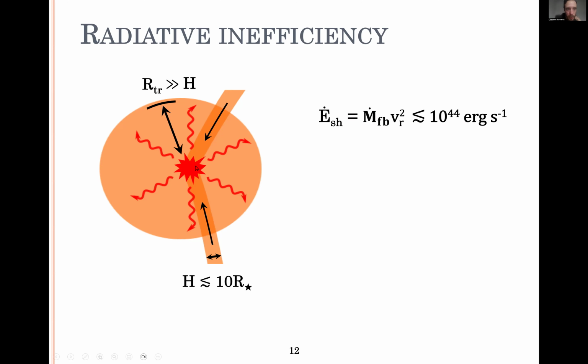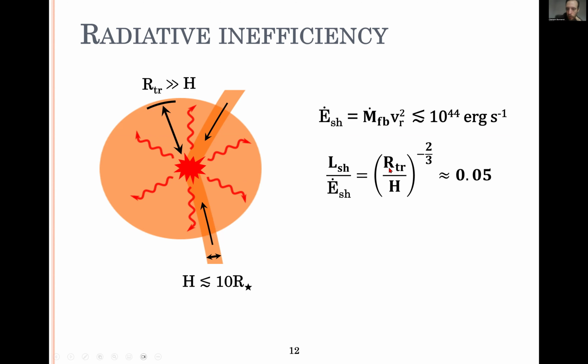So essentially, this means that this process is relatively inefficient. And in terms of numbers, one can estimate the maximum luminosity that we can expect from this system, neglecting any kind of energy loss. This would be given by the heating rate, multiplying the inflow rate by the energy that gets dissipated. So this heating rate is typically at maximum 10^44 erg per second.